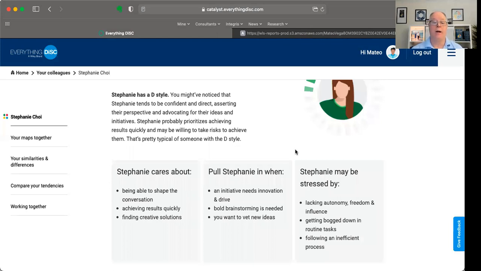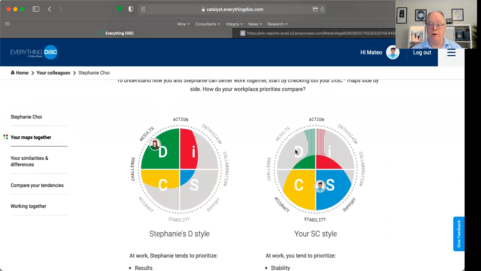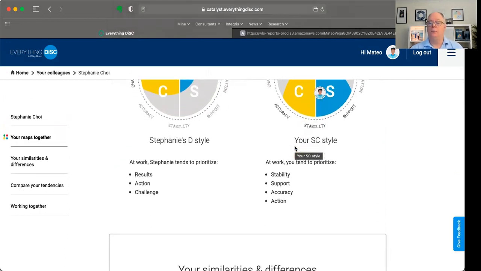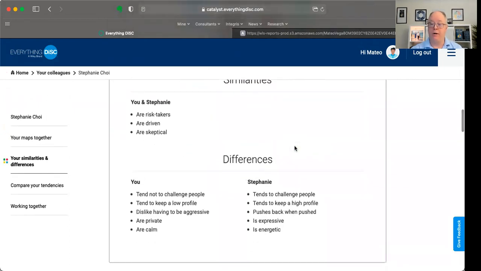What's the stuff that really gives her energy? Okay. I take a look at our two maps together, and I can take a look at what we have that's both similar and different, right? Similarities to build off of, differences that actually create opportunities for us if I can be aware of them and I can actually understand and honor those differences.